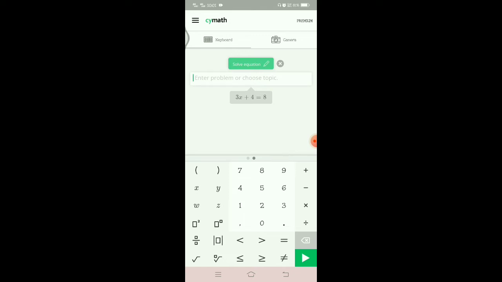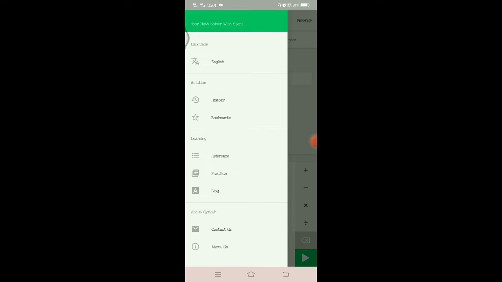So the first thing I will introduce to you are the features of CyMath. You need to click these 3 bars here. Tada. You will see the language. You can change it to your preferred language. And also, we have here the parts of the learning. First is the reference, the practice, and the blog.